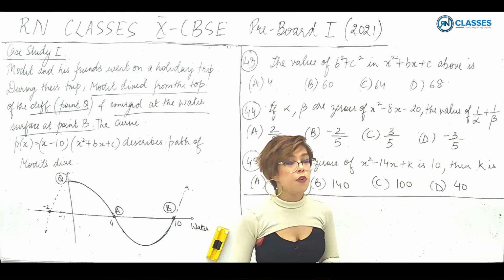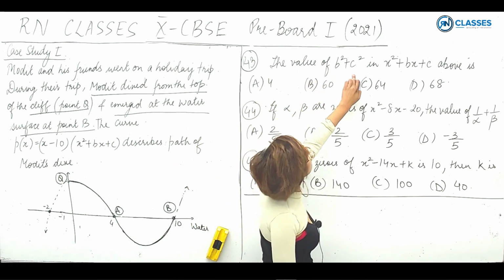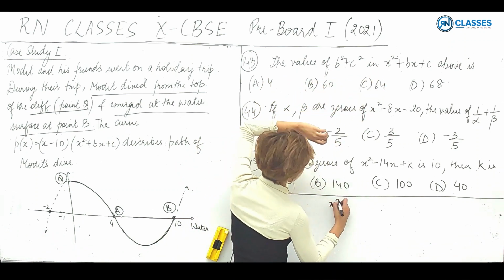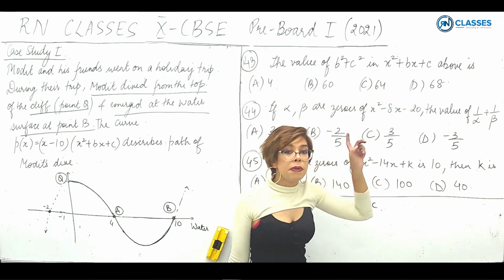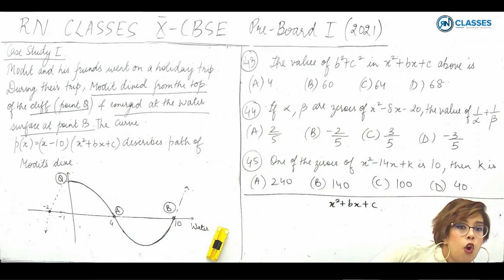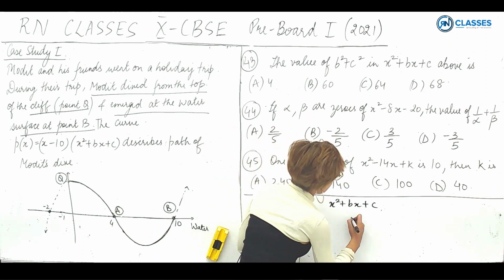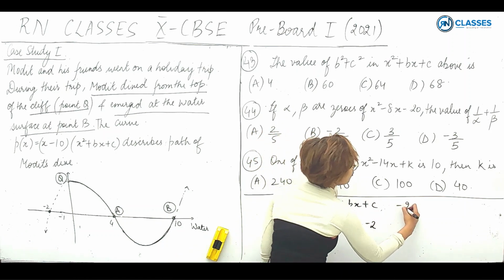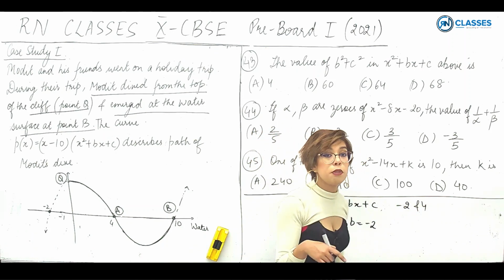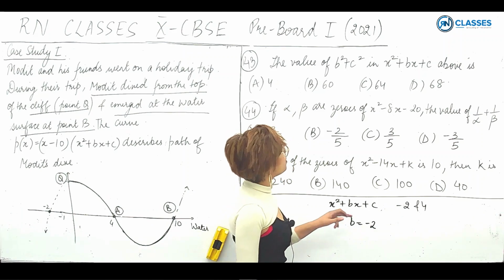Alright. Now on to the 43rd question. He says the value of b square plus c square in x square plus bx plus c above is. Now in the previous question we ascertained the value of b, and b turned out to be minus 2. How did we ascertain? Because we know the zeros of the polynomial, they were minus 2 and 4. You can refer to the previous question. Alright. Now b is minus 2, find c.